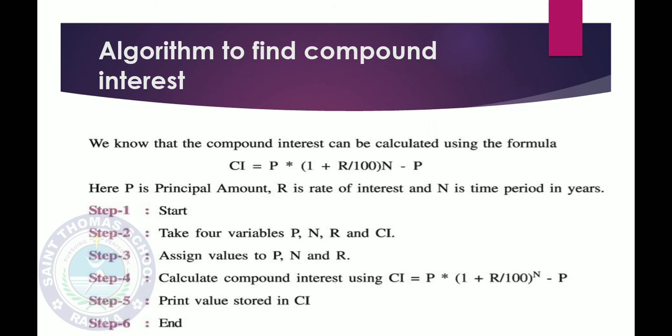So a stepwise procedure is there. Step 1 is start, means first start your algorithm. Then step 2, take 4 variables, that is P, N, R and CI. In the third step, assign the values of P, N and R, because this is the basic requirement to find the compound interest, and CI we want to find. Now step 4, calculate the compound interest with the help of the formula. Then step 5, print the value stored in CI, and at the end, stop.